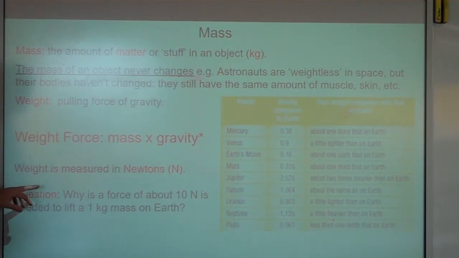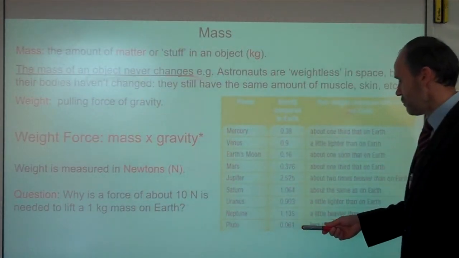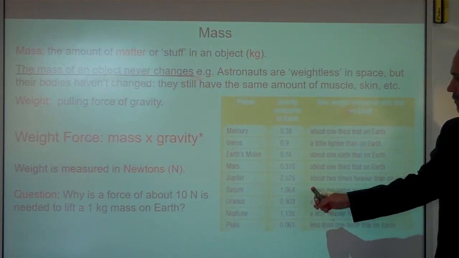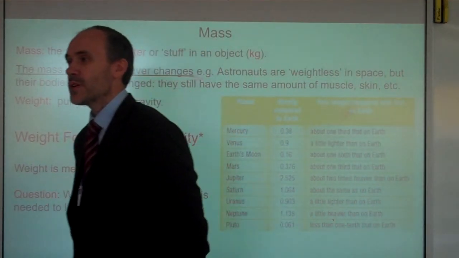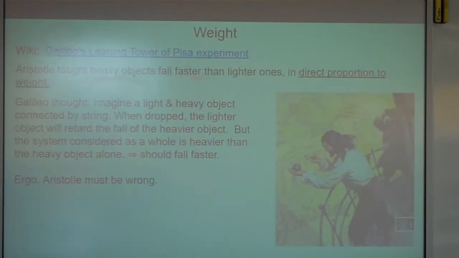Weight is measured in newtons. Done that. Neptune, Pluto is tiny. It's really a planetoid or a dwarf planet. Jupiter, 2.5 times. So on Jupiter, if you're a 70 kilo person on Earth, you're 175 kilos on Jupiter. That's a pretty big strain on your heart and your skeletal system as well. So you would not be happy in that environment.